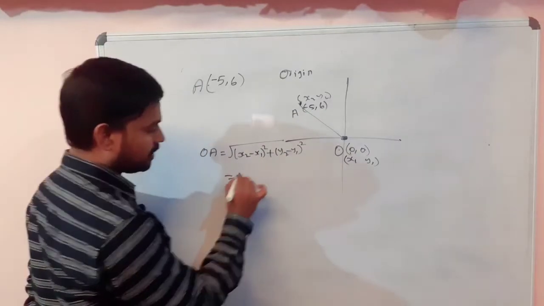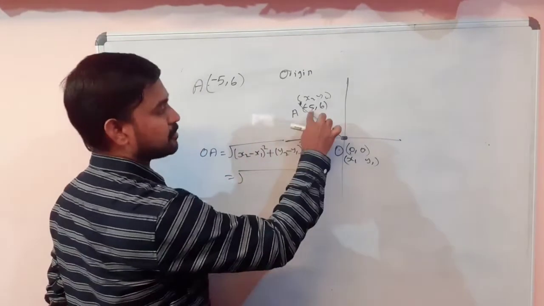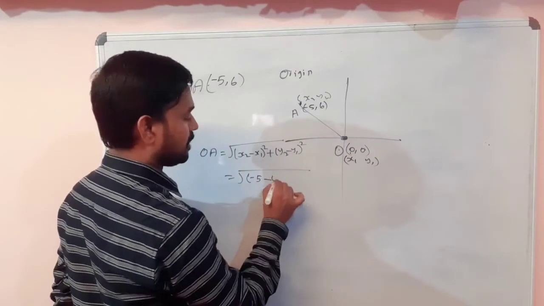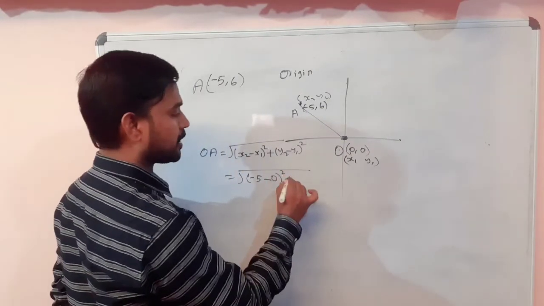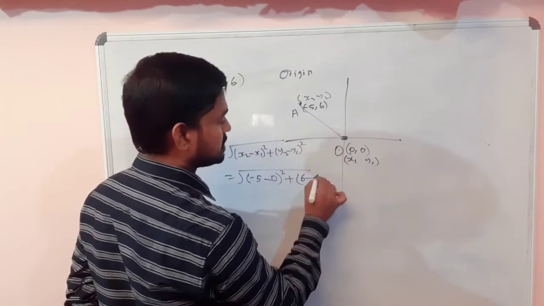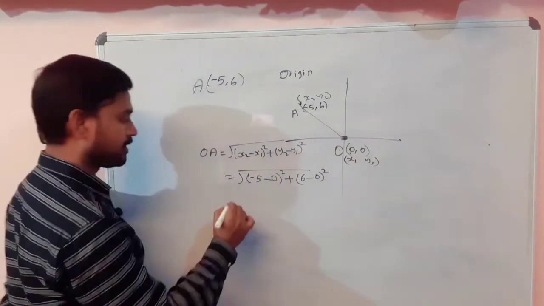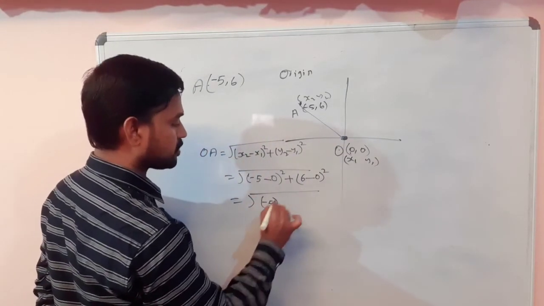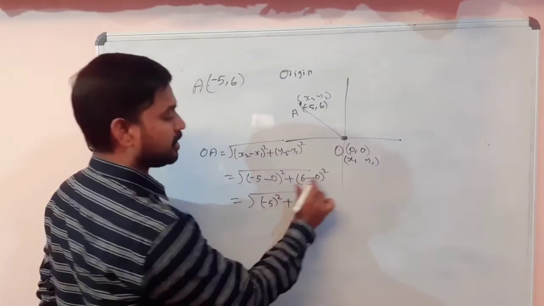So we can insert the values: x2, that means minus 5, minus x1, that is 0. So (minus 5 minus 0) all squared, plus y2. Y2 means 6. 6 minus y1, which is 0. So (6 minus 0) all squared. So we got the answer. Minus 5 minus 0 is minus 5, so it's squared. Plus 6 minus 0 is 6, so it's squared.